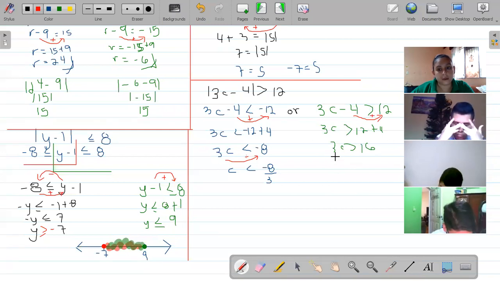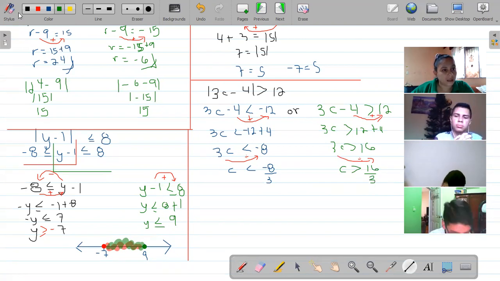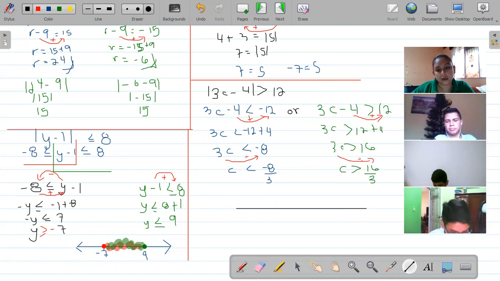Now the 3 is multiplying, so it should go to the other side dividing. So I have that c is greater than 16 divided by 3. I'm not going to pass it to decimals. I'm going to leave it like that, okay? One is negative, one is positive, so it's not difficult to determine which one goes first and which one goes afterwards.